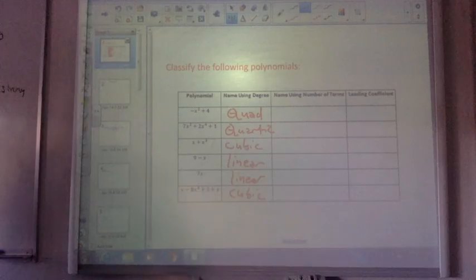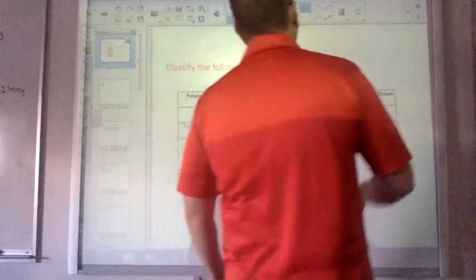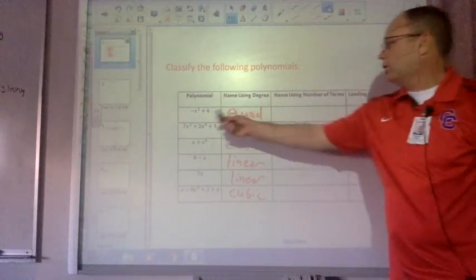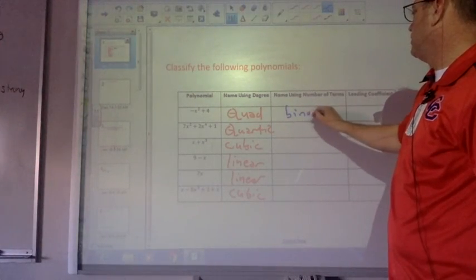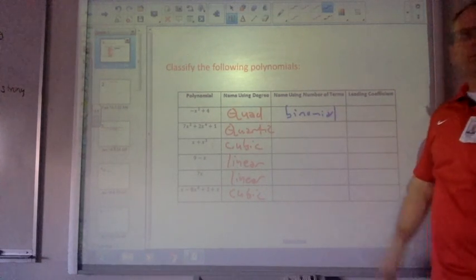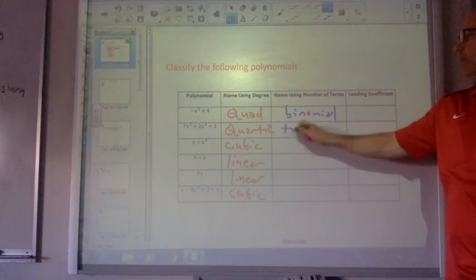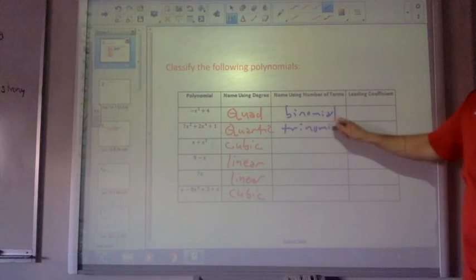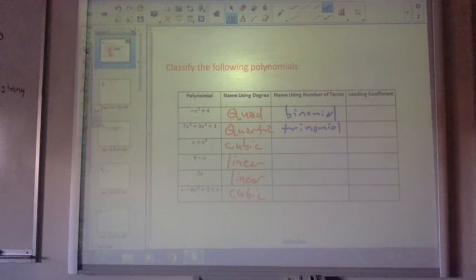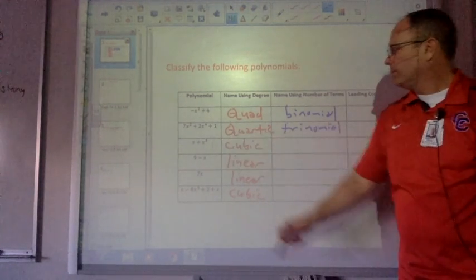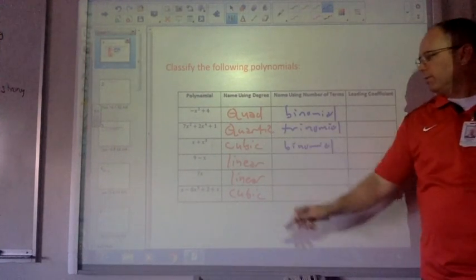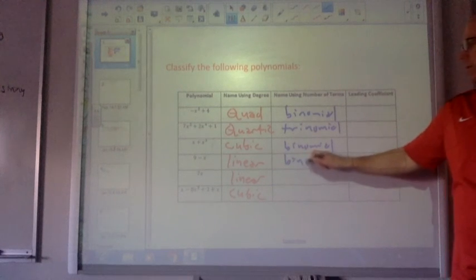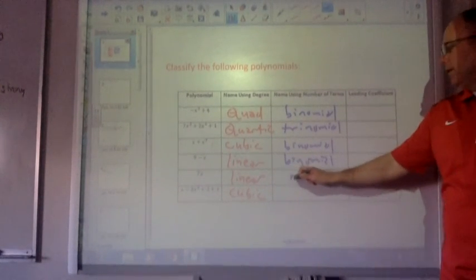Okay. Name using the number of terms. Okay. So if there's 2 terms, it must be a binomial. 3 terms? Trinomial. Tricycles have 3 wheels. Trinomials have 3 terms, right? Bicycles have 2 wheels. Binomials have 2 terms. 2 terms? Binomial. 1 term? Mono, good.